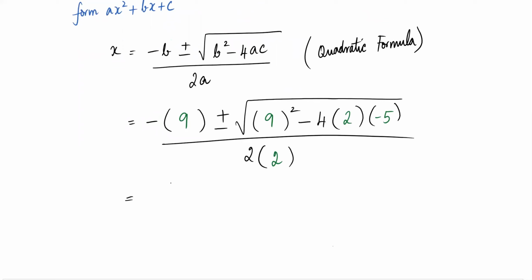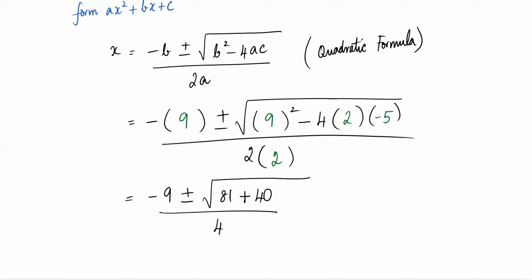Now it's just regular arithmetic. We're just dealing with numbers. So 9 squared is 81 minus 4 times 2 times negative 5. I see two minuses here, right? Minus 4 times the minus 5, so it becomes a plus. 4 times 2 is 8, 8 times 5 is 40. 2 times 2 is 4.